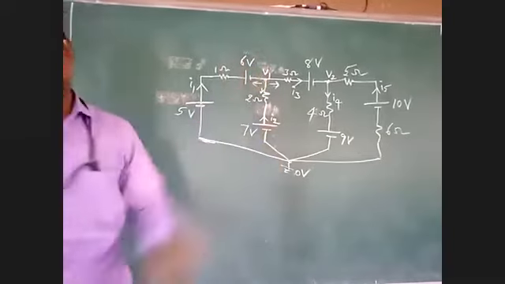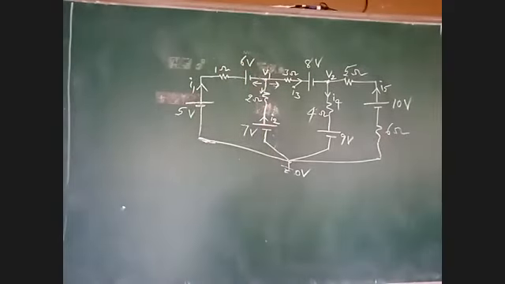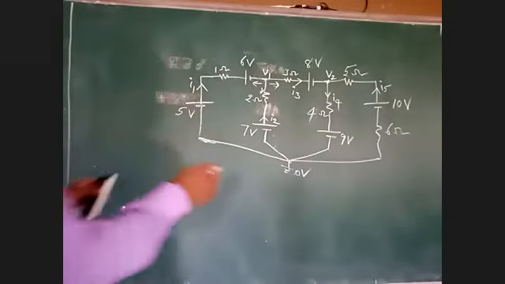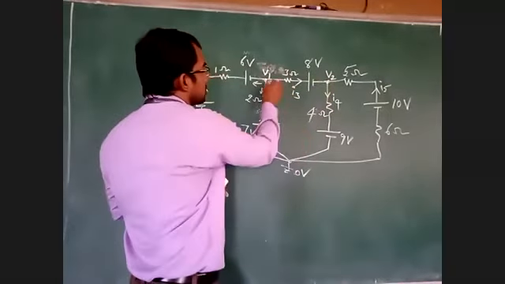Now what is this arrow? Where is it connected? What is the definition for a branch? A branch is connected in between 2 node points. So this is the branch which is connected in between V1 and V2. So this arrow we have to take from V1 to V2 only.